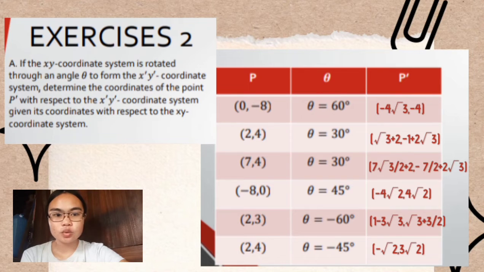Our 5 is 2 and 3, and our theta is negative 60. So our p dash is 1 minus 3 square root of 3 over 2 and square root of 3 plus 3 over 2. And lastly, our number 6 is our p is 2 and 4, and our theta is negative 45 degrees. So our p dash is negative square root of 2 and 3 square root of 2.